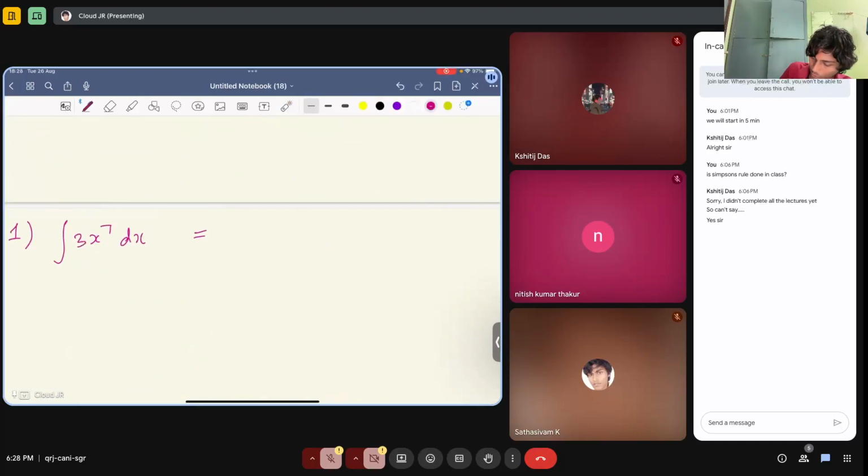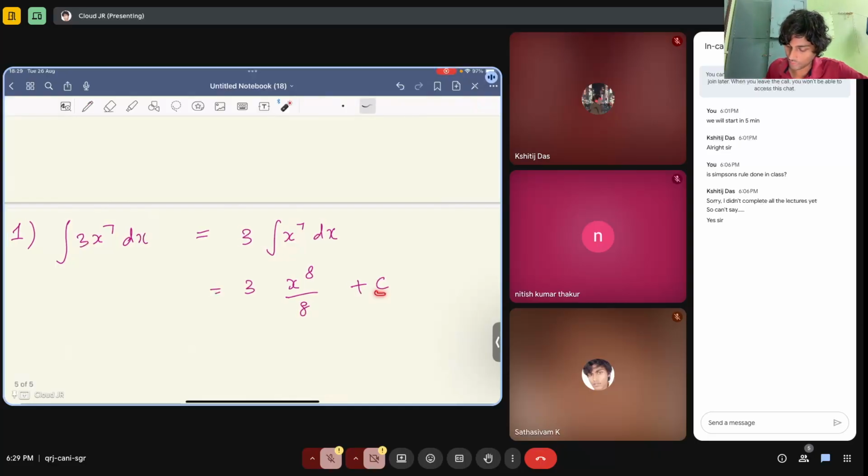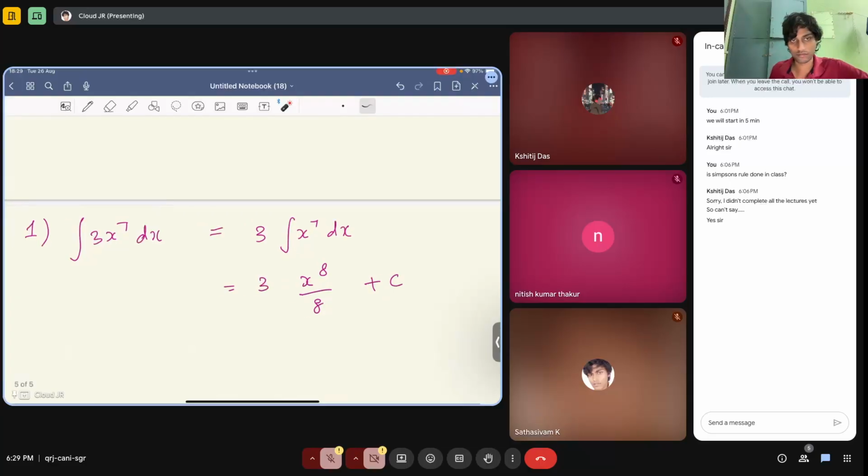So you can take the 3 out here, and this will become the integral of x power 7 dx. And now you can integrate this one. This will be 3 times x power 8 by 8, plus c, because an indefinite integral can differ by a constant.